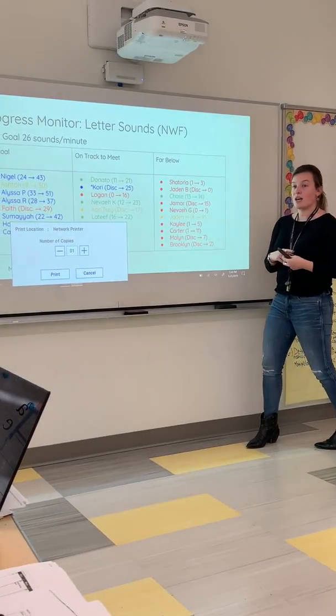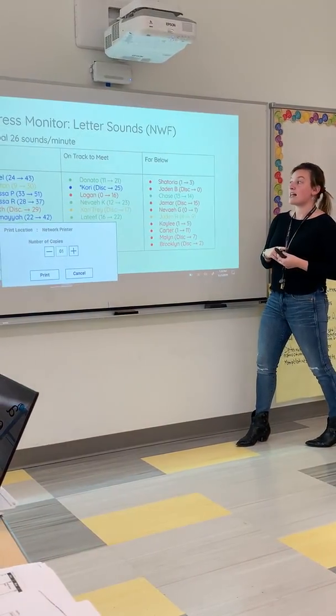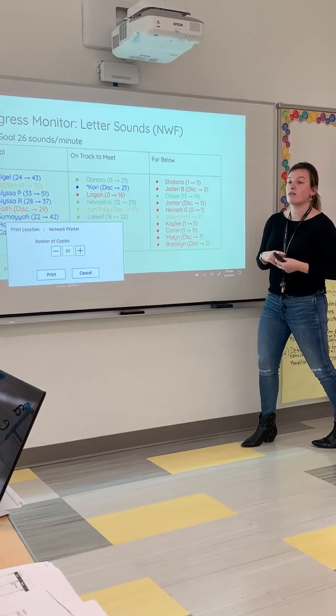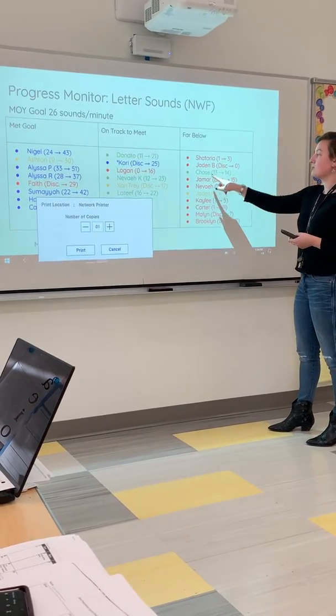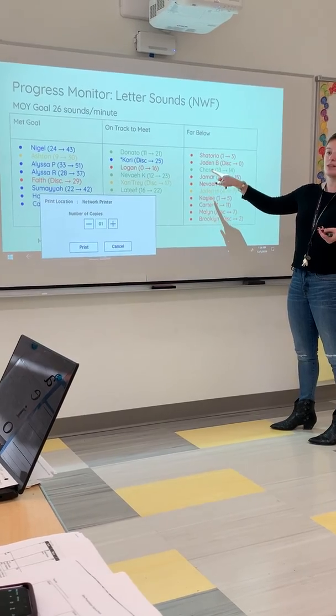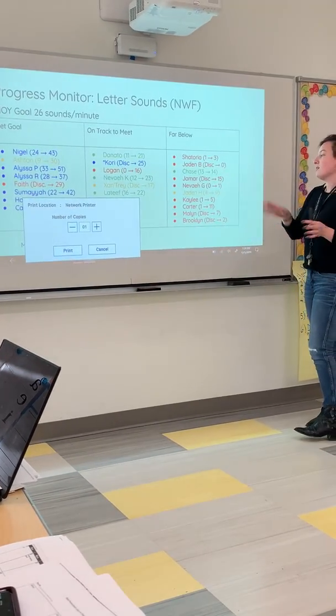Can I ask a quick question? Are the names in the color for a particular reason? That's the composite color that they started off with. So Chase was in green at the beginning of the year, but he's basically staying the exact same, even though he was green at the beginning.